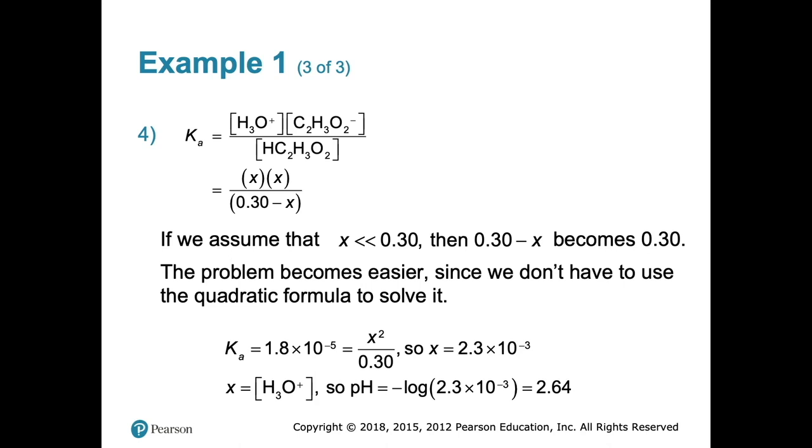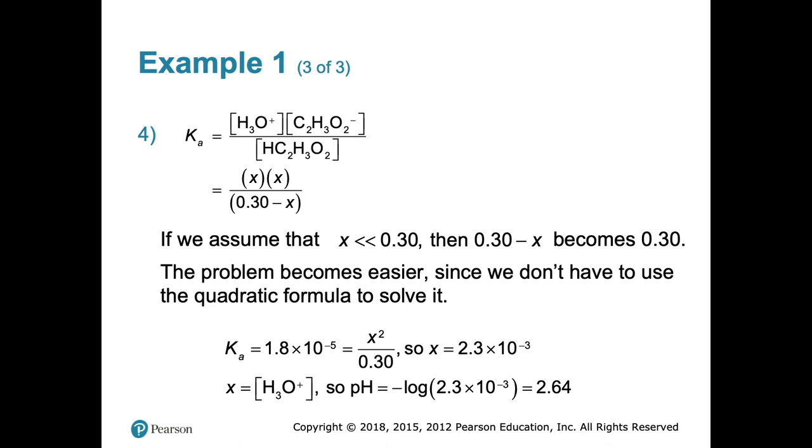Okay. Does everybody know how to solve for x here? You have 1.8 times 10 to the negative 5 equals x squared over 30. You just get the numbers on one side, and then you'll have left over just x squared, and then you take the square root of both. Right? And that's how you get the 2.3 times 10 to the negative 3, right?